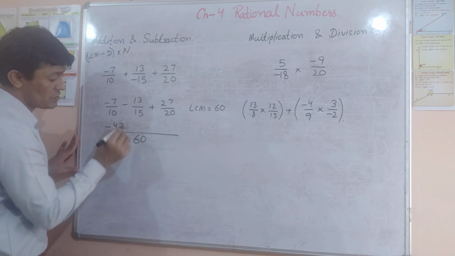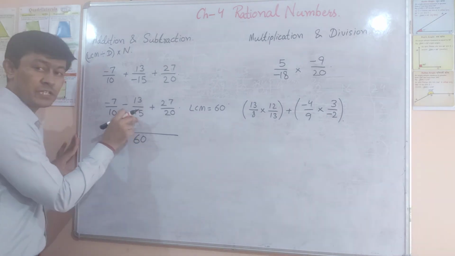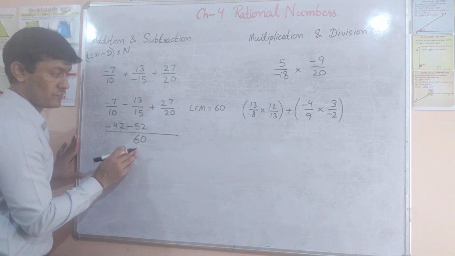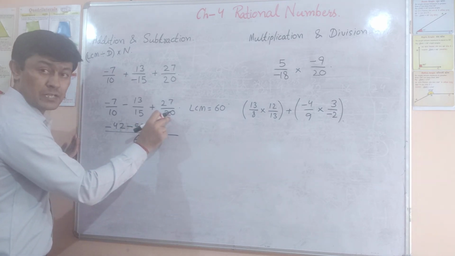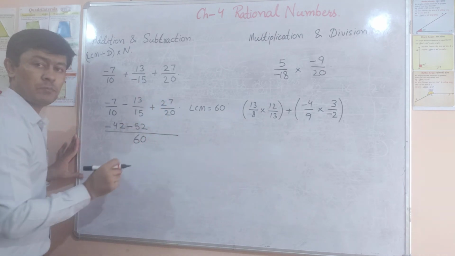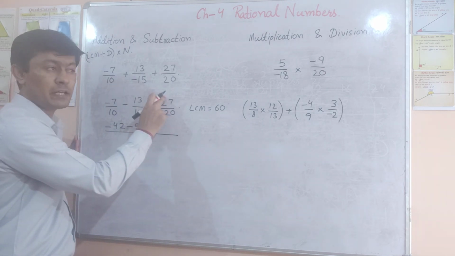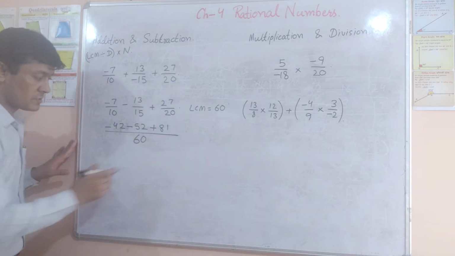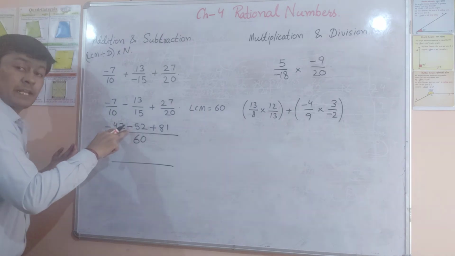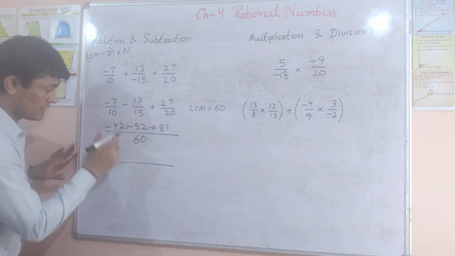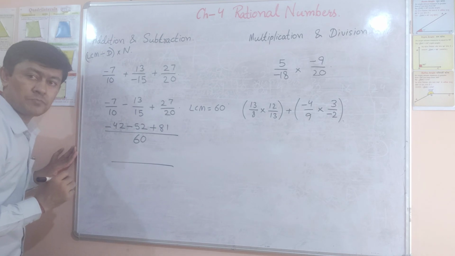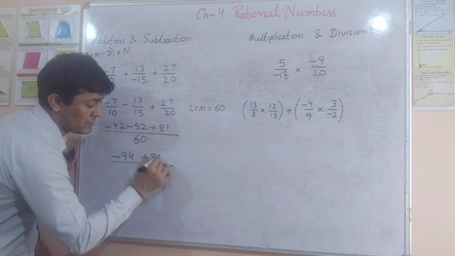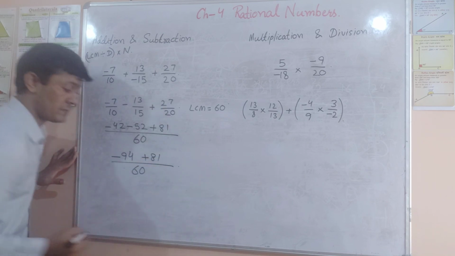So minus 42. Once again 60 divided by 15, the answer is 4. 4 13s are 52. So minus 52. 60 divided by 20, the answer will be 3. 3 multiplied by 27, numerator multiply करेंगे, 27 3s are, the answer will be 81. Got it? So now both of these are negative numbers, they will be added, right? Minus 52 and minus 42, the answer will be minus 94, and plus 81 will remain the same upon 60.